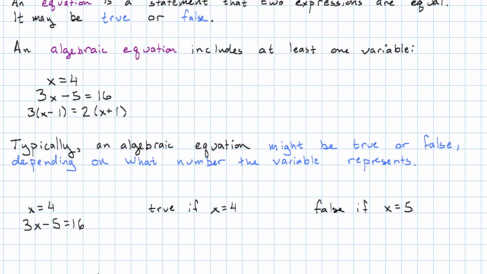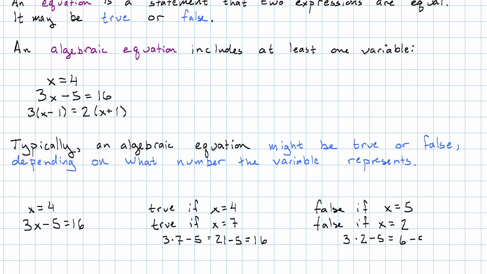3x minus 5 equals 16, well, that's true if x represents the number 7, right? 3 times 7 minus 5, that's 21 minus 5, which really does equal 16. On the other hand, it's false if x represents the number 2, since 3 times 2 minus 5 is 6 minus 5, which is 1, which doesn't equal 16.